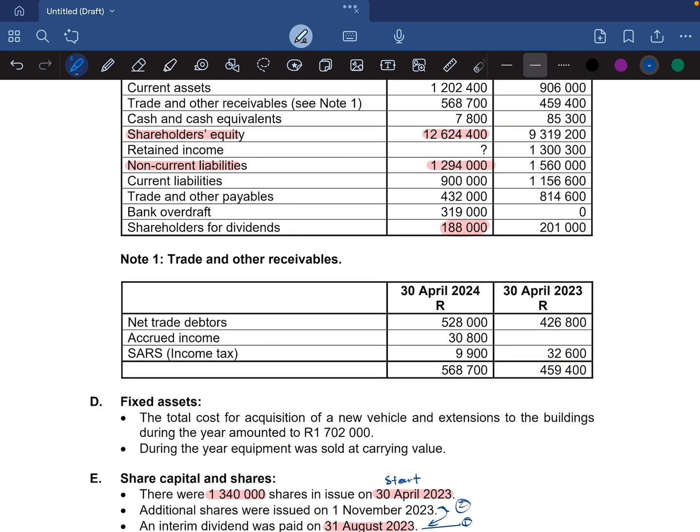So we can use these two figures to determine the number of shares at the end. So now what we can use is this number of 188,000, and say the 188,000 is what we're supposed to pay to the number of shares at the end, multiplied by the 25 cents that we have paid for each of those shares. So it's 188 in this case, and we'll divide by the 0.25, which will give us 752,000 shares at the end.